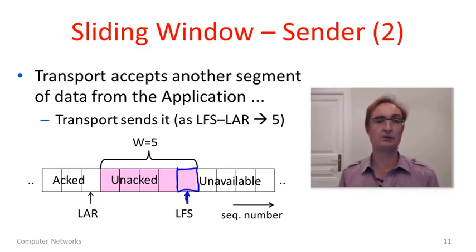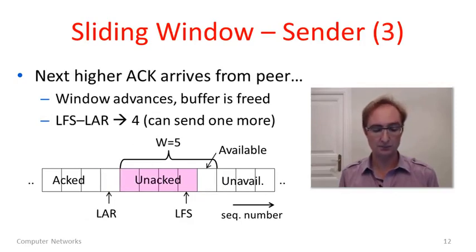So now our window is full. At this stage, we can't send any more new segments into the network until some of the old segments which are in the network are acknowledged. Here's something else that can happen. We can receive the next higher acknowledgement. Now, you might have noticed that LAR has moved along. We actually received an acknowledgement for this segment here. So LAR now points here.